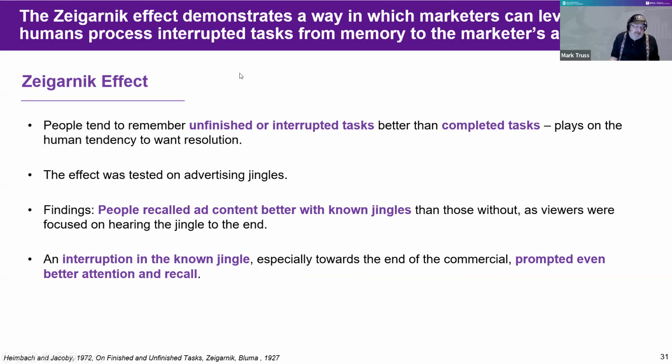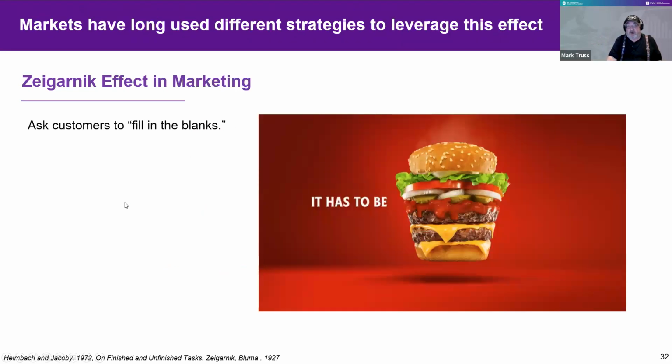This is just an interesting bit that I've seen leveraged in advertising. There's something called the Zeigarnik effect, which is that people tend to remember unfinished or interrupted tasks better than completed tasks, right? And it plays on the human tendency to crave resolution of things. The effect was actually tested on advertising jingles, and the findings were that people recalled ad content better with known jingles than those without known jingles, as viewers were focused on hearing the jingle. But if you interrupted the jingle, so I know the jingle goes like this, somehow you interrupted it, that prompted even better attention and recall. That unexpected interruption, the Zeigarnik effect, actually created better recall, right?